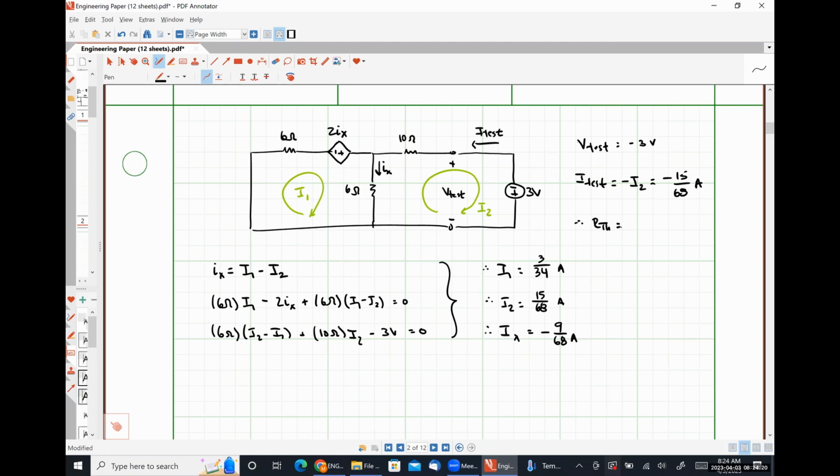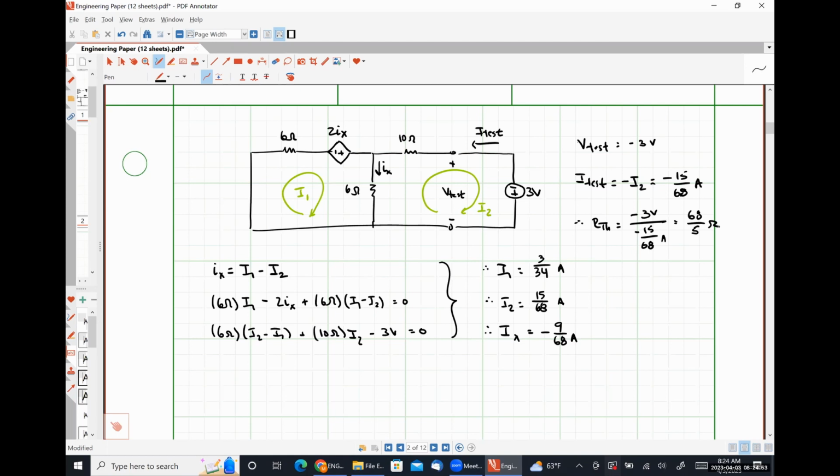So our Thevenin resistance is negative 3 volts over negative 15/68 of an amp, which is going to look like 1 over 5 over 68 or 68/5 ohms, the exact same thing we got taking the ratio of the Thevenin voltage to the Norton current.